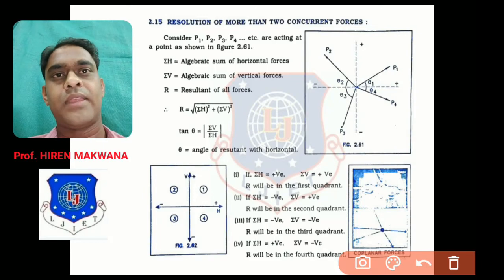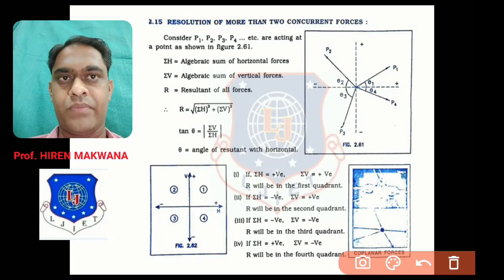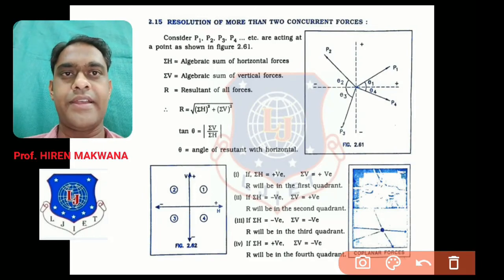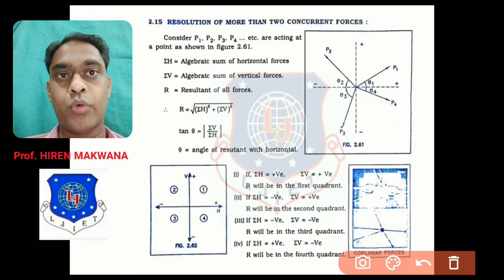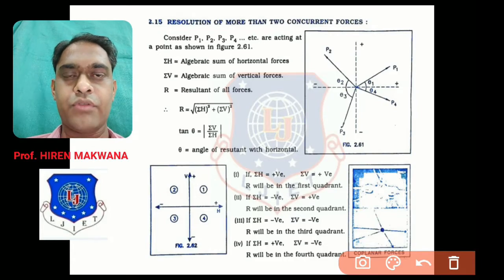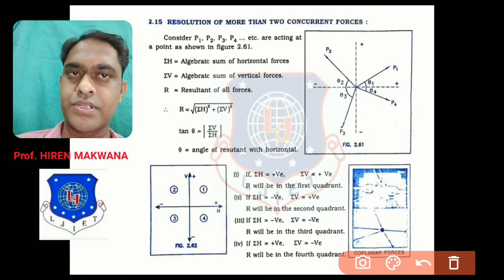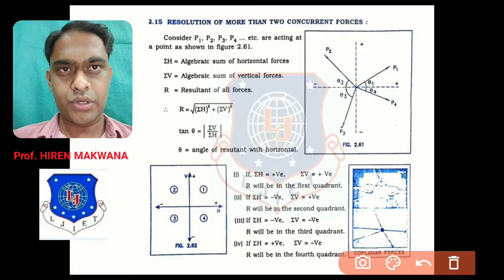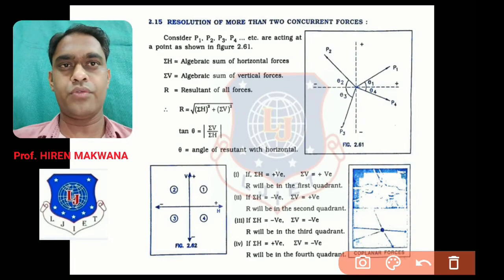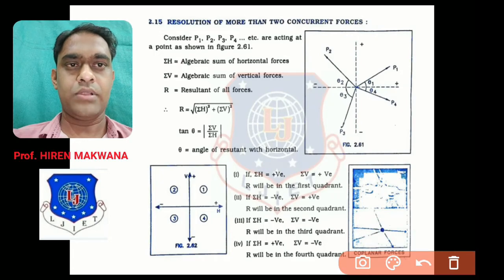So basically this is the system in which we are finding the resultant and its angle with respect to x-axis for more than 2 forces, 3 forces, 4 forces or many forces. Okay, so this method is used for solution of more than 2 forces. Now let us check another topic.